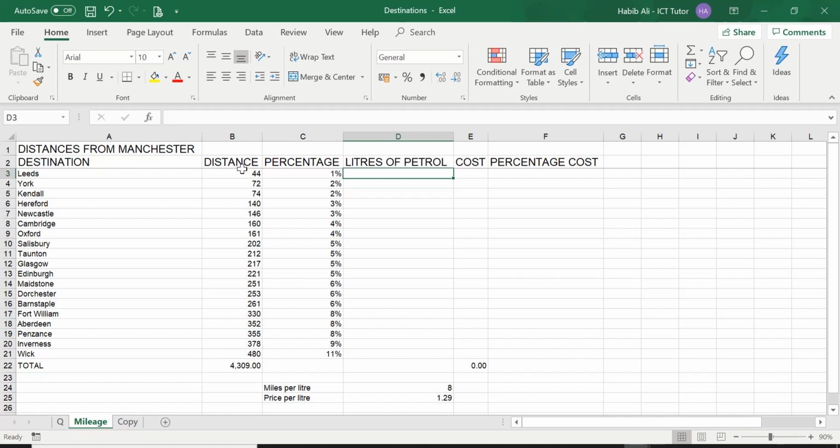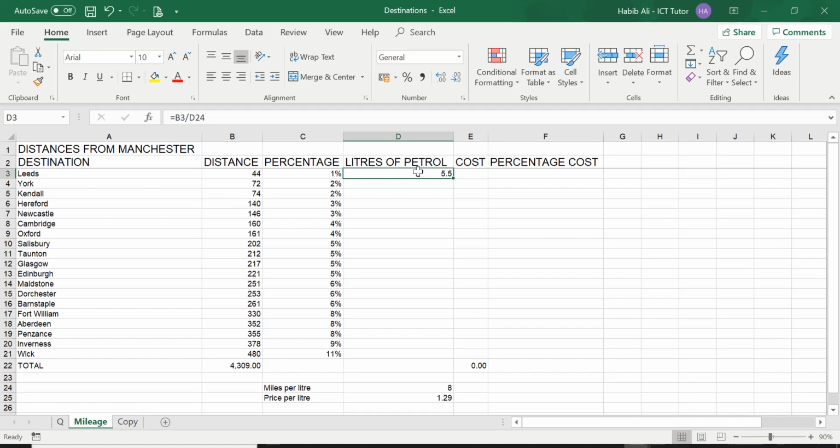So for us to work out the liters of petrol, all we have to do is divide the distance by miles per liter. So I'm going to put equals and then B3 divided by miles per liter, because for every mile I'm going to be using 8 liters. So 44 divided by 8 will give me the answer. So B3 divided by D24, press enter, and I get 5.5 liters.